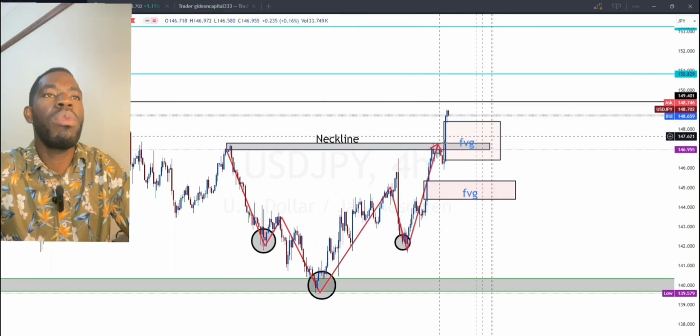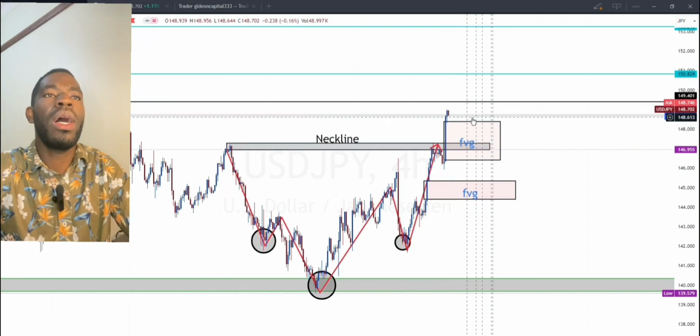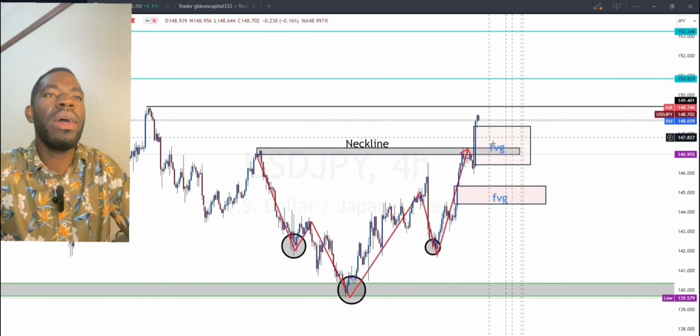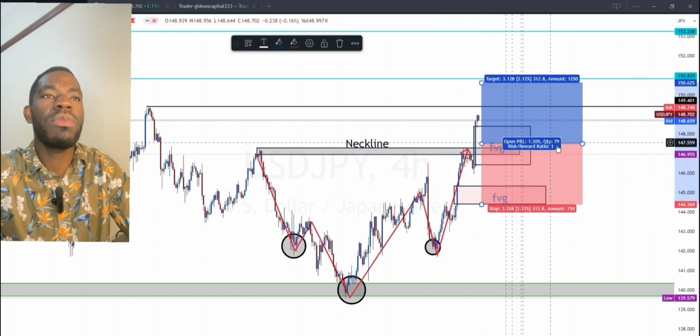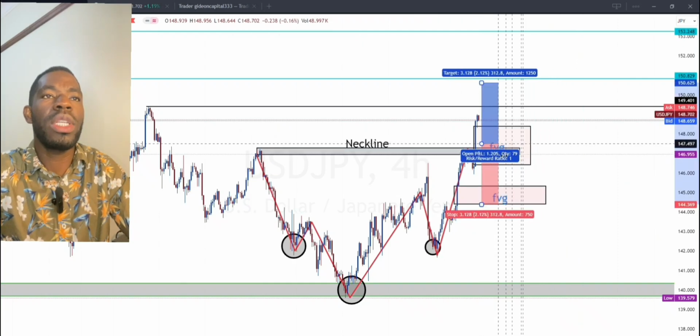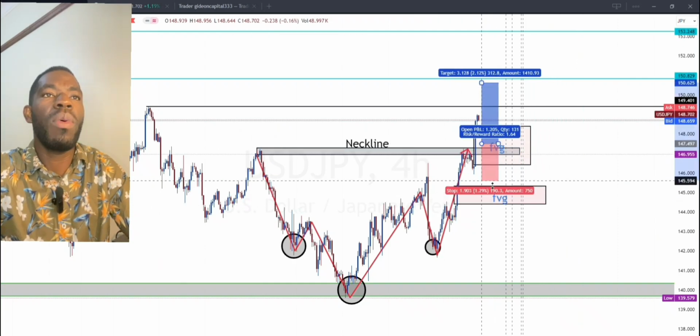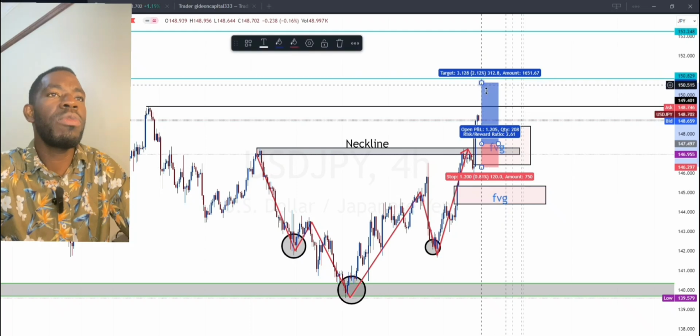If you have a bullish engulfing around this point, indicating an upward movement, or three white soldiers, or you see a double bottom around this area, then you can place your buy, something like this from here. Place your stop loss just below the fair value gap and target a 1 to 2. Target this price first.